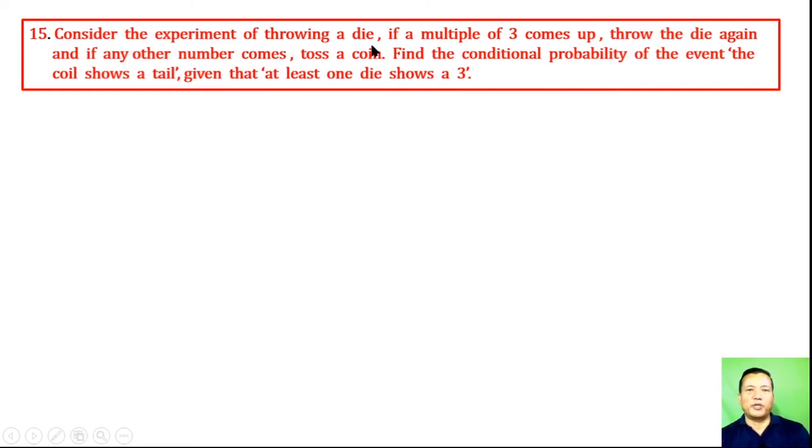Consider the experiment of throwing a die. If a multiple of 3 comes up, that is 3 or 6, throw the die again. If any other number comes, toss a coin. Find the conditional probability of the event that the coin shows a tail, given that at least one die shows a 3.